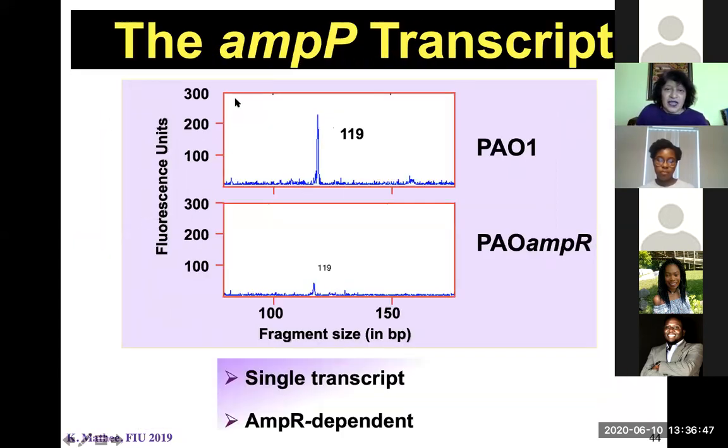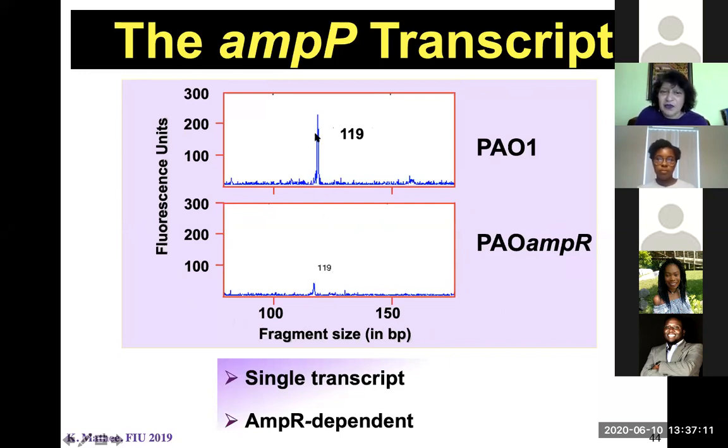Here, the y-axis shows the fluorescence unit. This is the wild type strain. This is a mutant. The x-axis indicates fragment size in base pairs. And you can clearly see a peak at 119 base pairs in length, and the peak is much reduced in the mutant. So in the loss of this gene, it loses this peak.